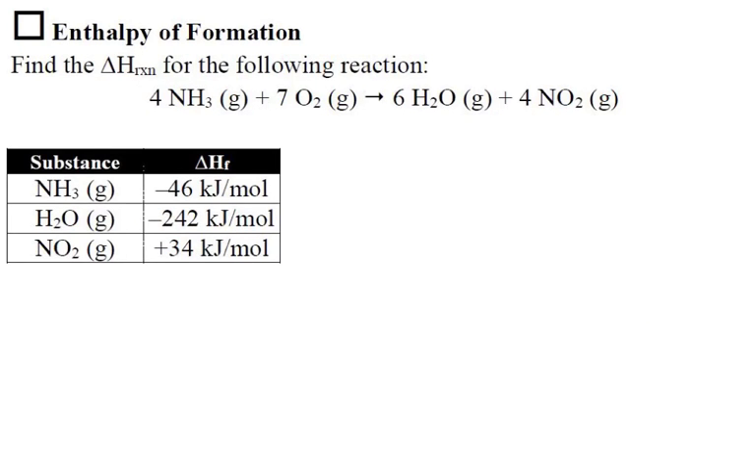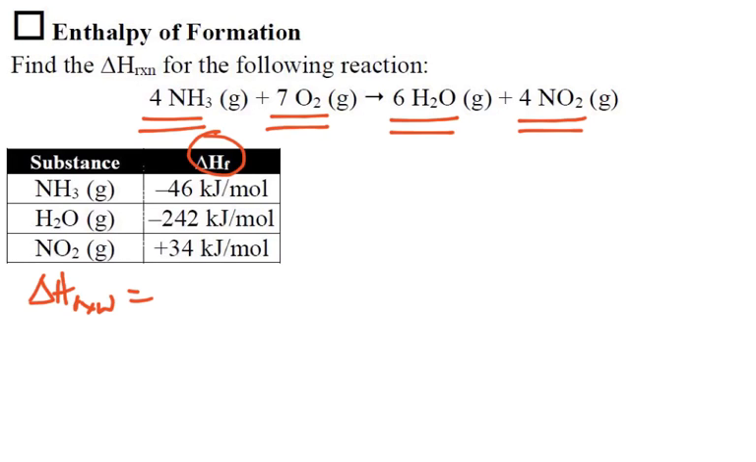Second one here, it says, okay, find the delta H of reaction for this. Now we see that we are given all these delta H's of formation. So if I have these delta H's of formation, then I'm going to do products minus reactants. So my delta H of the reaction is equal to 6 times the delta H of formation of water plus 4 times the delta H of formation of NO2 minus 4 times the delta H of formation of NH3 and minus 7 times the delta H of formation of oxygen.